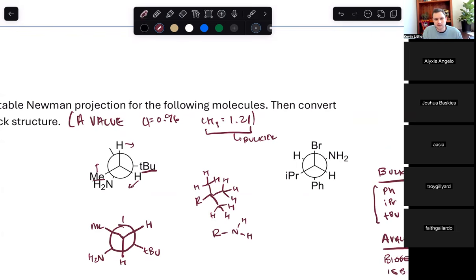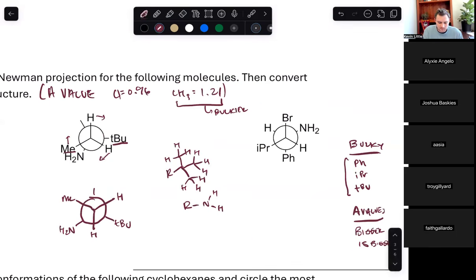So there's one of two ways I can ask it. I can either give you something that's clearly bulky and just not give you A values, or I can give you A values. I want you to be able to do both. Fair? So recognize that those three things are things that I could give that are bulky.